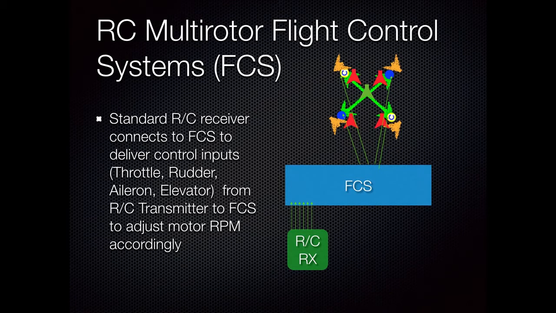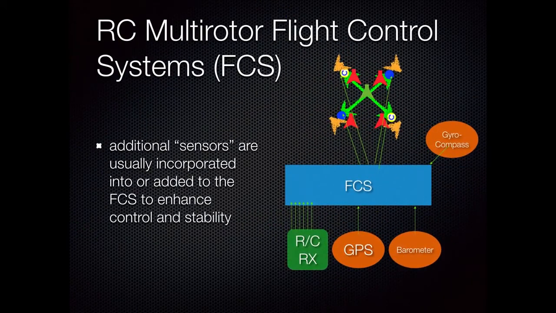The flight control system looks at that and says, aha, I need to adjust the RPM on the back motors upwards and the front motors downwards. So that would result in a pitch forward. And of course all the other standard radio control functions as well, pitch, roll, rudder and elevator, all would work the same way.